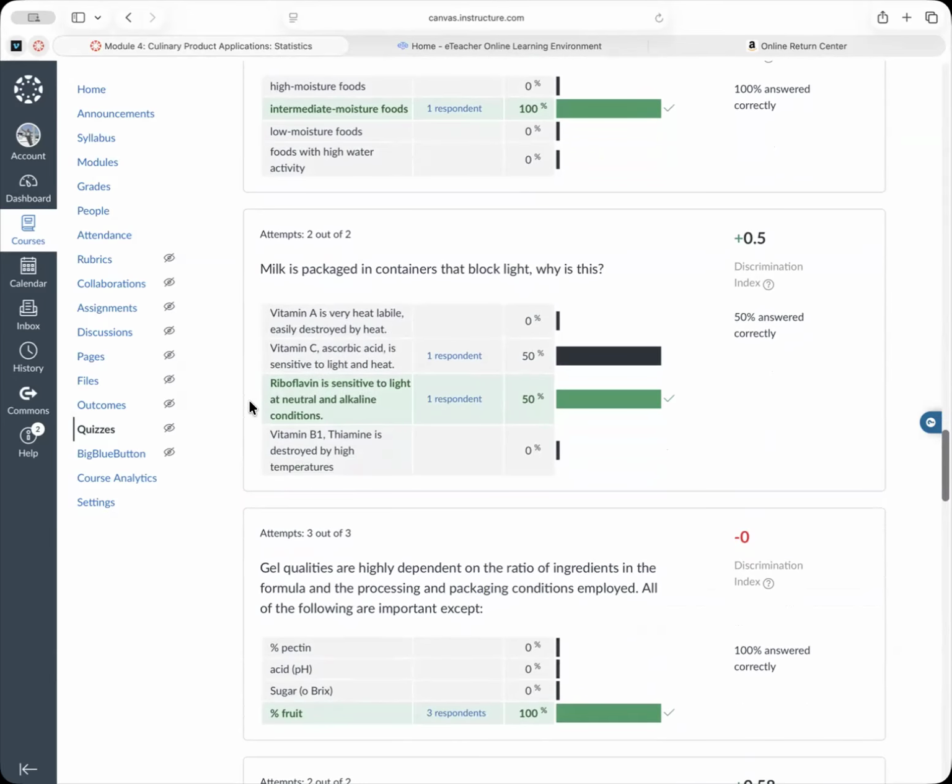And this one, you just have to know. Riboflavin is what gives non-fat milk that slightly blue color, because riboflavin itself is slightly blue, and it is sensitive to light. So we now put milk in containers that block the light, because it'll be destroyed by light. Riboflavin is about the only one. Light will affect the colors of things like the carotenoids, but riboflavin is the one that's sensitive to light.